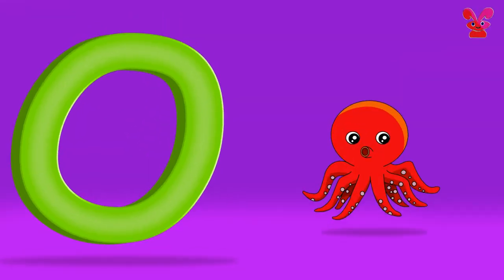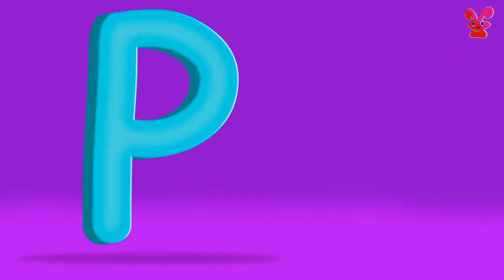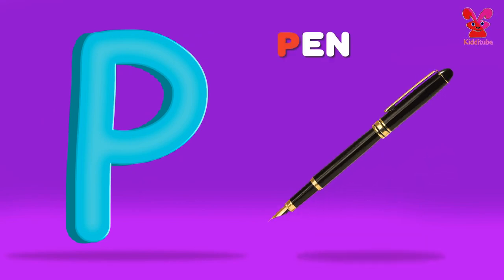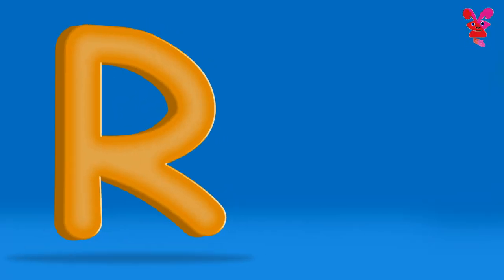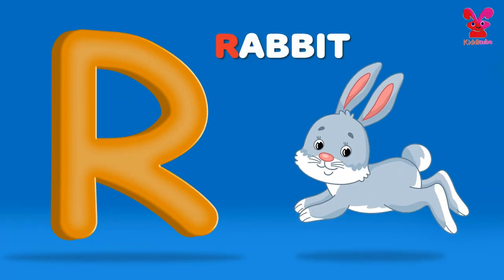O for octopus. P for pen. Q for question. R for rabbit.